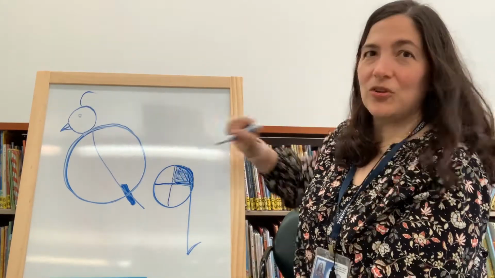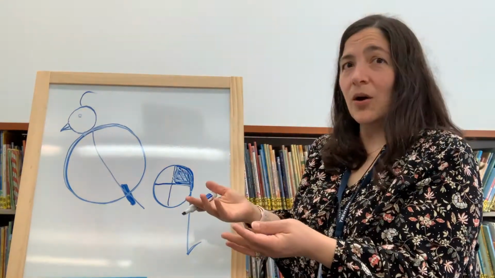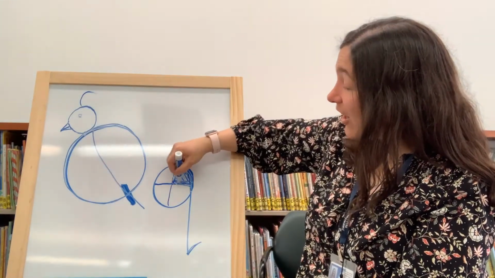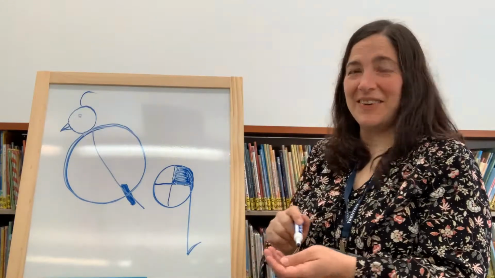You can pretty much turn anything into 4, more or less, like a pizza, an apple. We'll just have 1/4 of it and call it a quarter. That's pretty cool. Very well done.